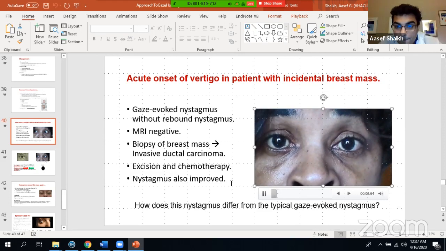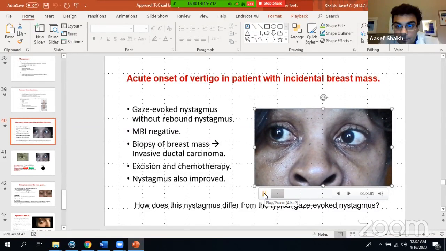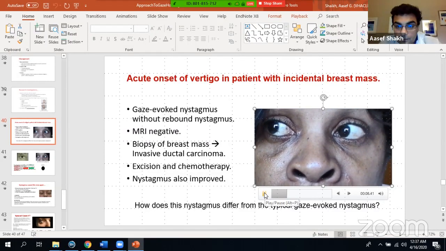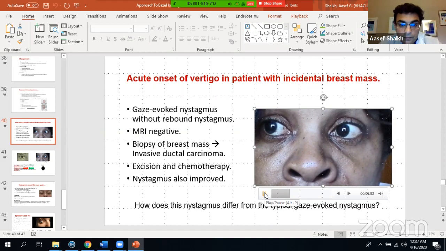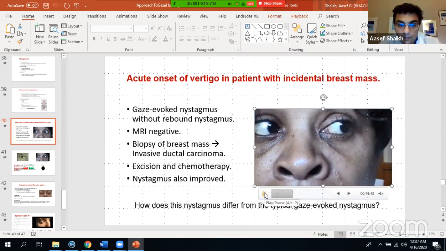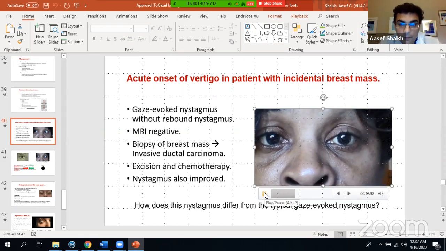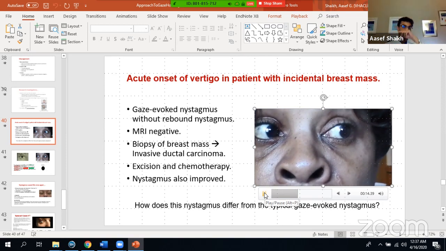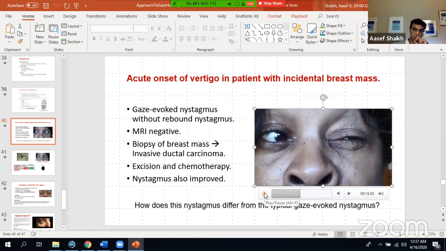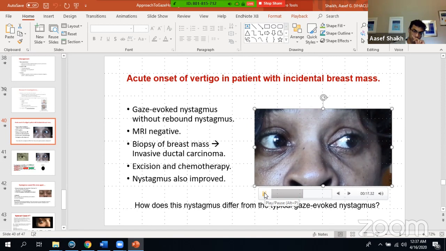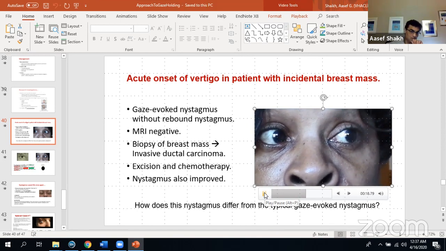Look at the camera. Pen. Camera. Pen. Keep looking at the pen. Camera. Pen.